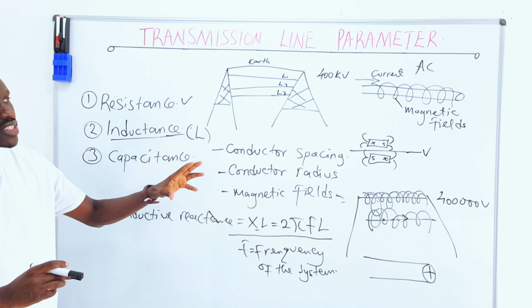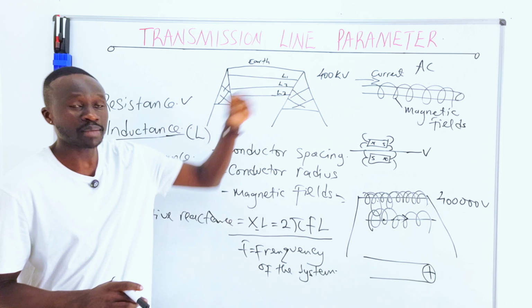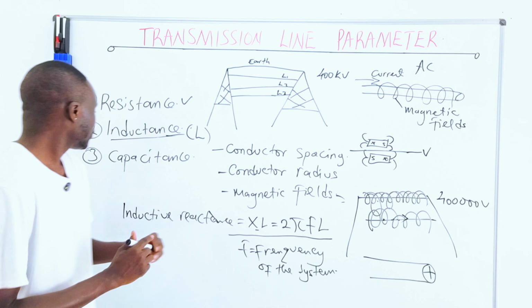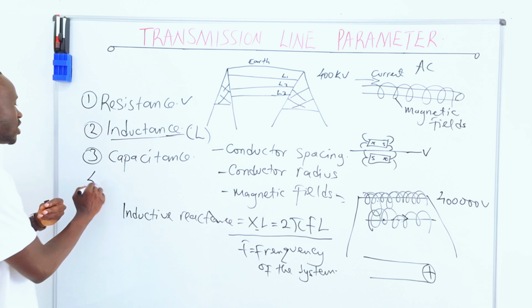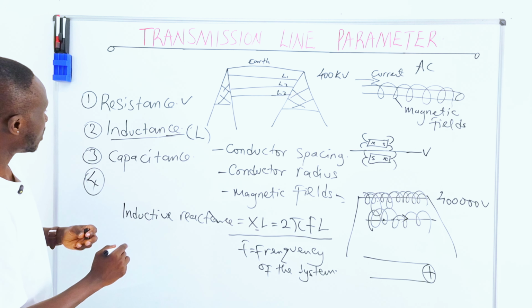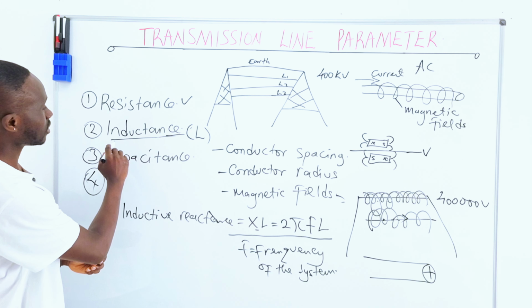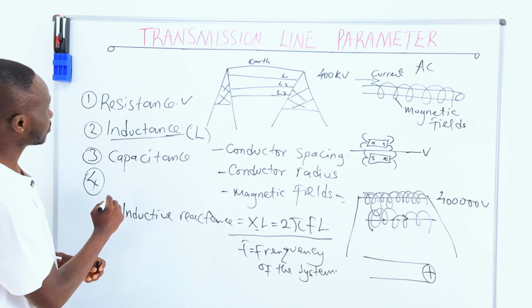Let me rub off this, then we talk about the capacitance, which is our last parameter in the transmission lines. I told you there are 4. But we shall explain up to, the fourth one is not mainly covered: resistance, inductance, capacitance and conductivity.